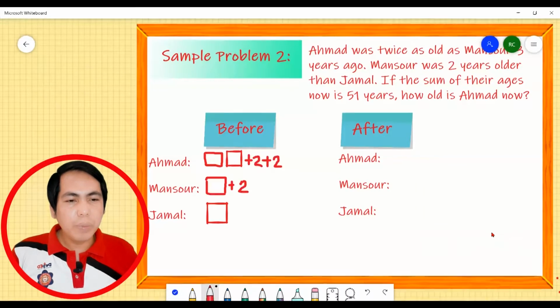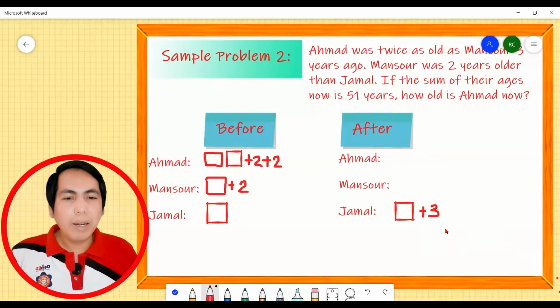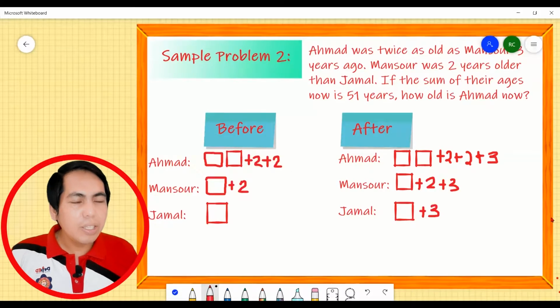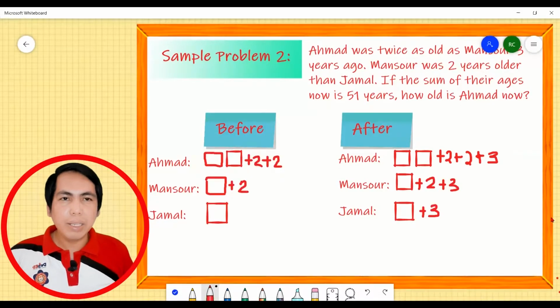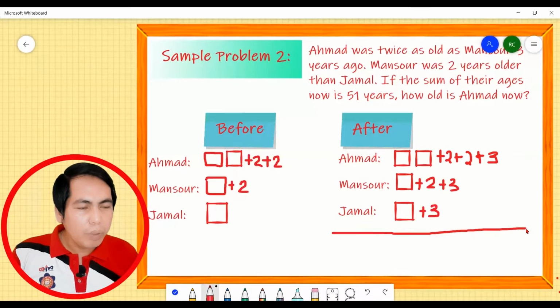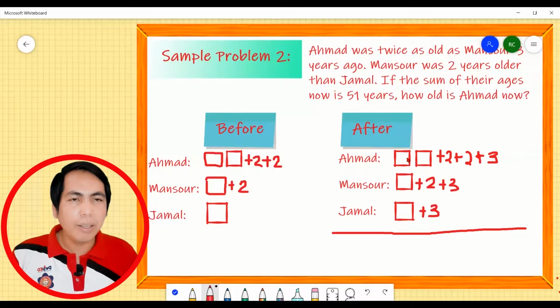So the age of Jamal now is 1 box plus 3, while Mansur's age now is 1 box plus 2 plus 3, while Ahmad's age would be 2 boxes plus 2 plus 2 and plus 3, since all of their ages have increased by 3 years after. So the sum of all of these numbers here, including the numbers inside each box, is equivalent to 51.